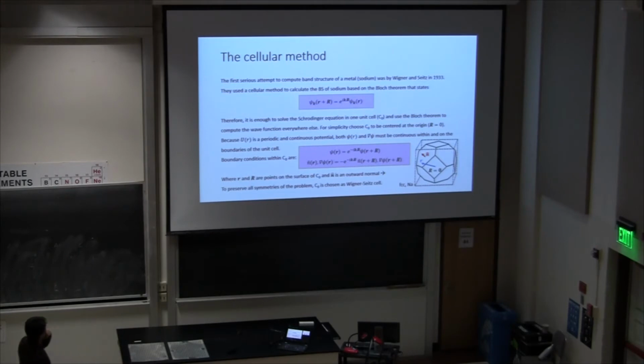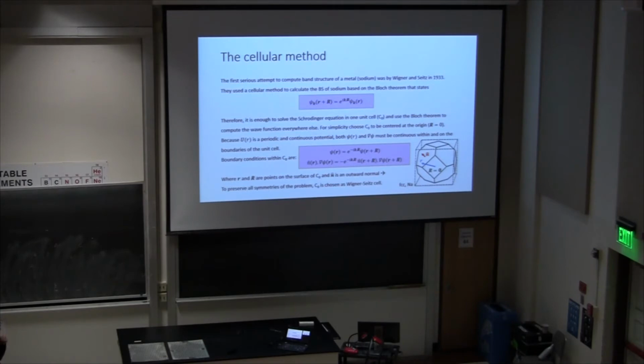So, the cellular method. The cellular method was the first approach to calculate the band structure of sodium. It was implemented by Wigner and Seitz, of the Wigner-Seitz unit cell. These two came up with the cellular approach, and the approach is fairly simple. The idea is that you want to construct the solutions to the crystal Schrodinger equation, but those solutions should satisfy the Bloch condition, which means that they have to be periodic in the Bravais lattice. So psi(r + R) should be e^(ik·R) times psi(r).